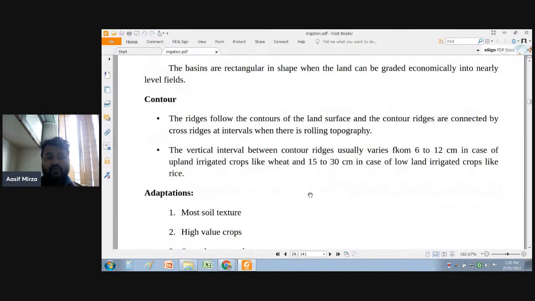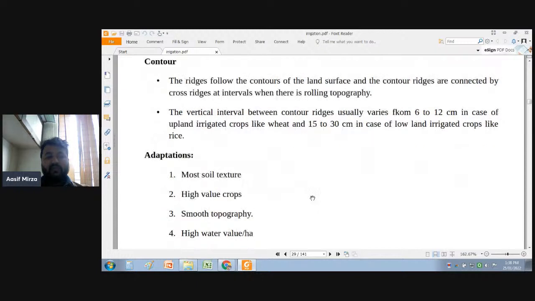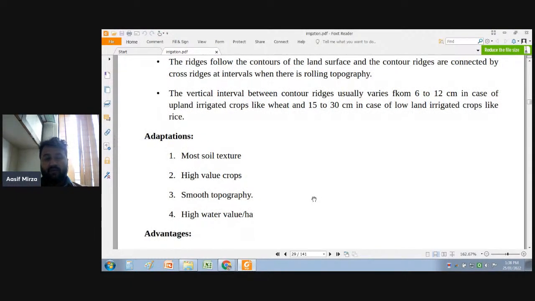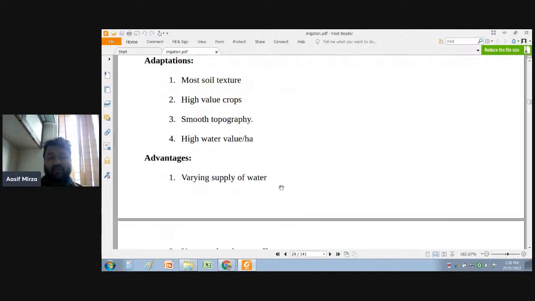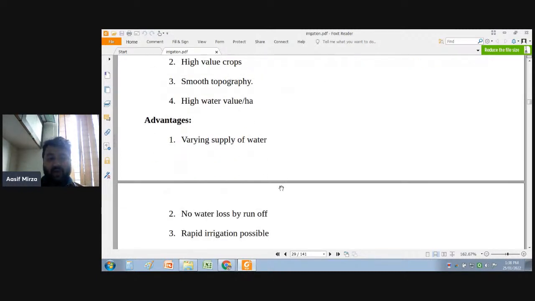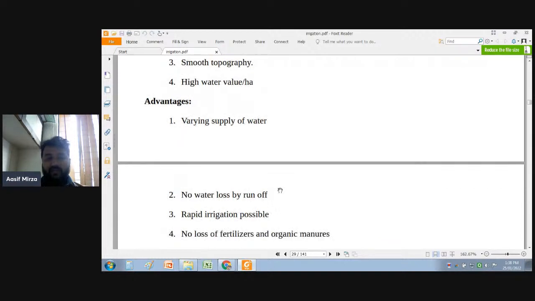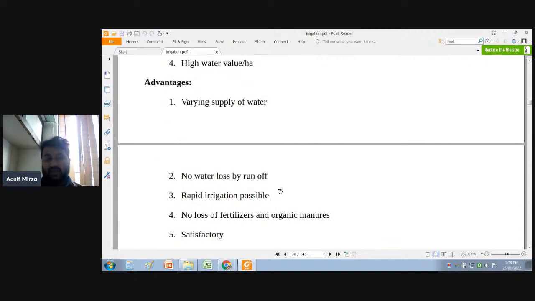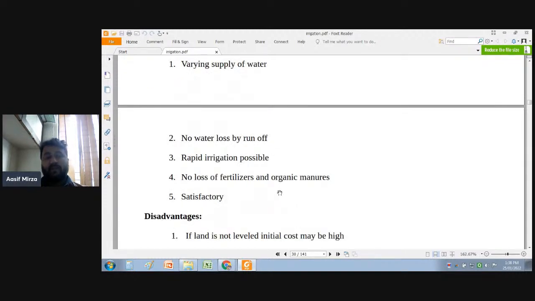Now, where this method is to be adopted, we will see. It suits soil of medium texture, high value crops, smooth topography, and high water value per hectare. These are the criteria or conditions under which we adopt this method. Now, what are the advantages of this method? There is a variable supply of water, no water loss by runoff, rapid irrigation is possible, and there is no loss of fertilizer and organic minerals. It is very satisfactory.